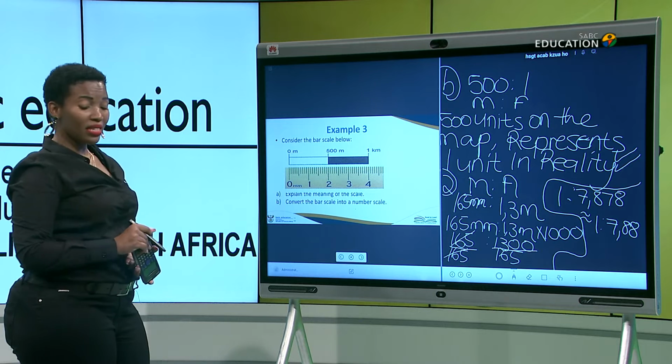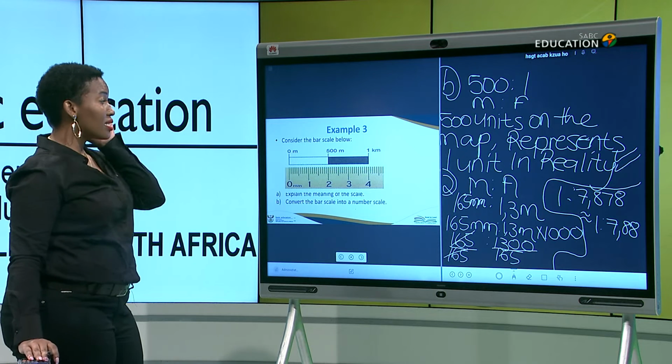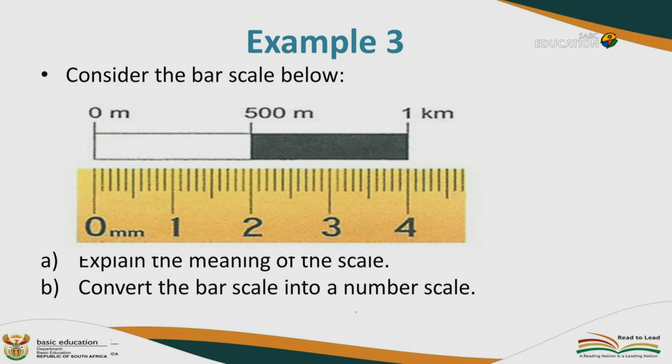And now, example number 3. This one is an example on a bar scale. And the nicest thing about it, we are not going to use our ruler because there's already a ruler in place for us. So we have our bar scale. Look at our bar scale. It starts at 0 meters. And then halfway, it is at 500 meters. And then after 500 meters, it is at 1 kilometer.